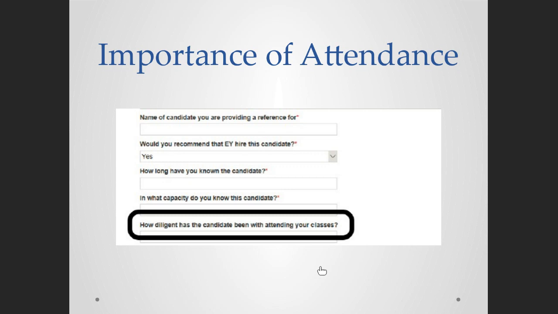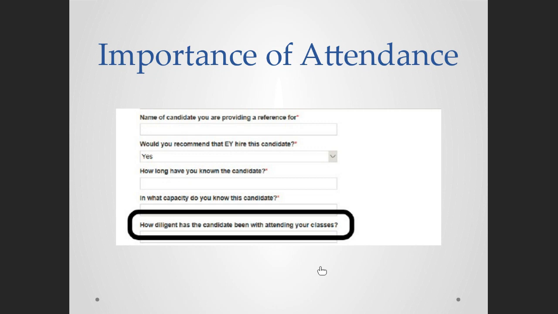If the student has attended my classes, one of the questions the employer has is, how diligent has the candidate been with attending your classes? I go back to the attendance record and see how many classes the student missed. If the student missed 20% of the classes, even though the student passed, I would say in that form that the student missed 20% of the classes. That means 1 out of 5 work days in a week. The employer does not want somebody who is missing a day of work every week on average. They don't need somebody like that.